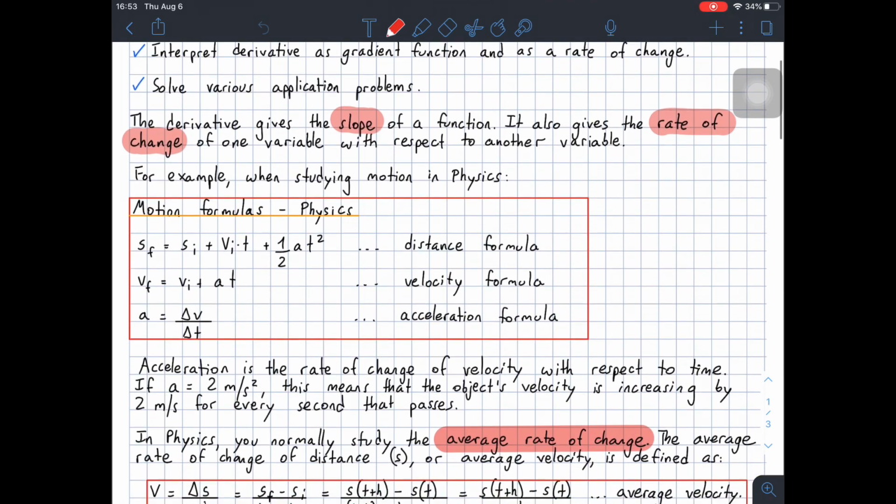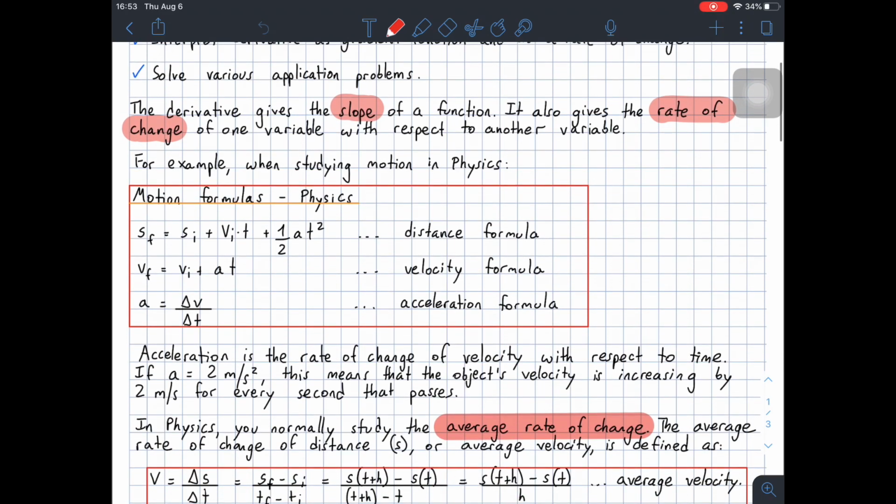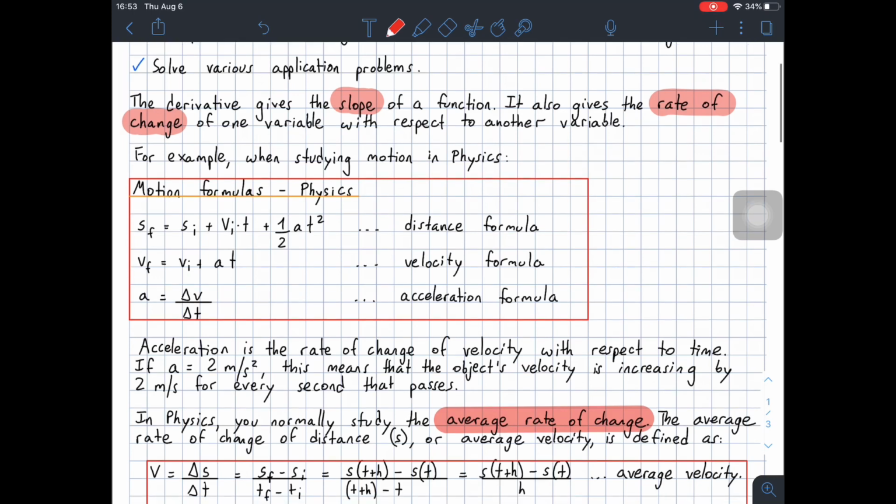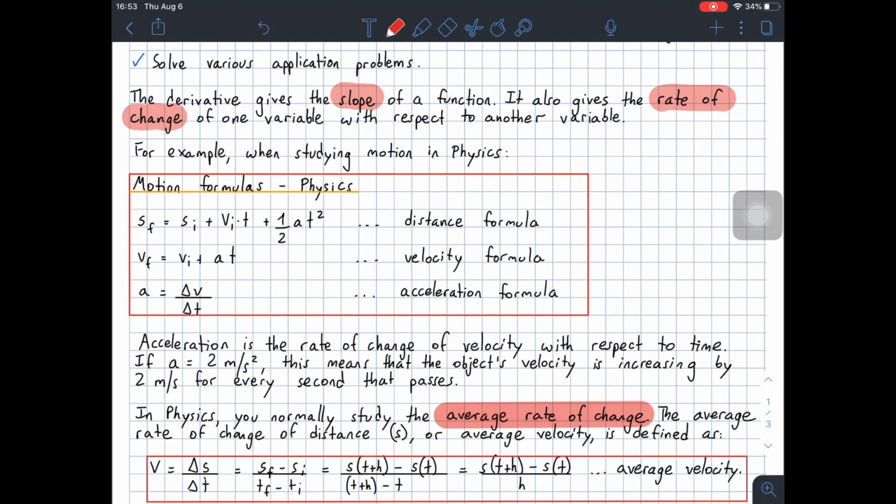We know by the concept of derivative that the derivative gives the slope of a function. It also gives the rate of change of one variable with respect to another variable. Actually, that's the definition of a slope, right? The slope is how much the variable y changes over the change in the variable x. That's the famous rise over run.